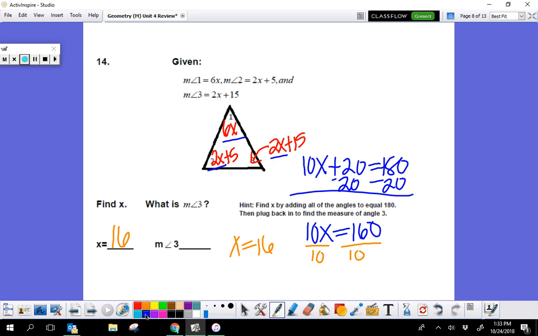Now if we want to find the measure of angle 3, I need to plug 16 in for x. So I'll have 2 times 16 plus 15. And if I type that in my calculator, I get 47.